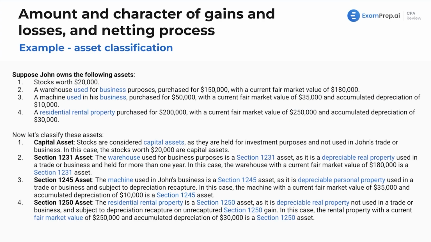All right, as if you thought I wouldn't have examples for you to actually show you how all the crazy rules work. So we've got the following assets: stocks worth $20,000, and I'm just going to do 1 for 1, 2 for 2. So stocks, we know that's a capital asset. Stocks are capital assets. They're held for investment purposes, and not used in John's trade or business. In this case, the stocks worth $20,000 are capital assets.